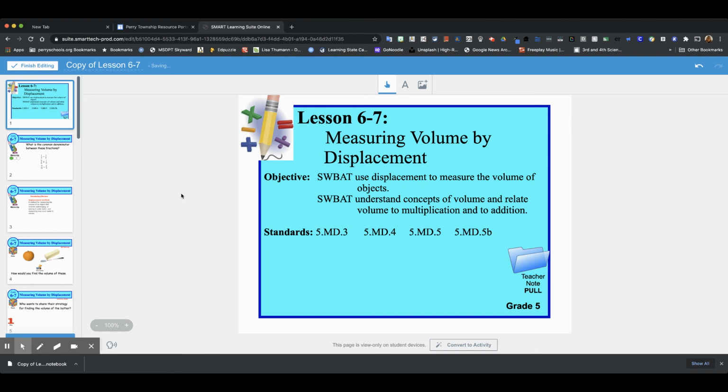There's not a lot for you to do in the book, but I hope that you view this video and do the other activities that are connected so that you get a better understanding of using displacement to measure the volume of objects and understanding the concepts of volume and relate that volume to multiplication and addition.